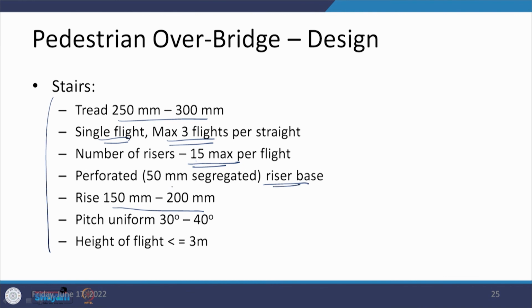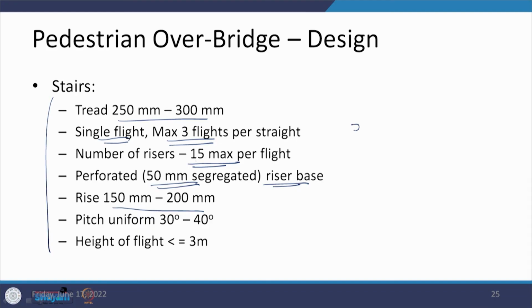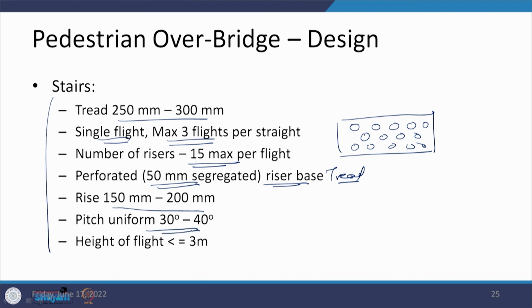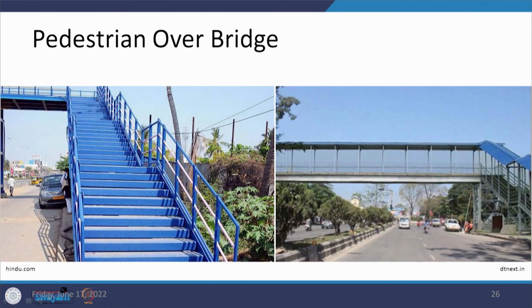Then riser base, it can be perforated with a perforation size of 50 mm, but these perforations should be segregated in this form on that riser. So, this is the way the tread is being provided. Basically we are seeing a tread, and then we will have the changeover. The pitch is 30 degrees to 40 degrees and the height of the flight should be less than 3 meters. So, this is what is being shown.